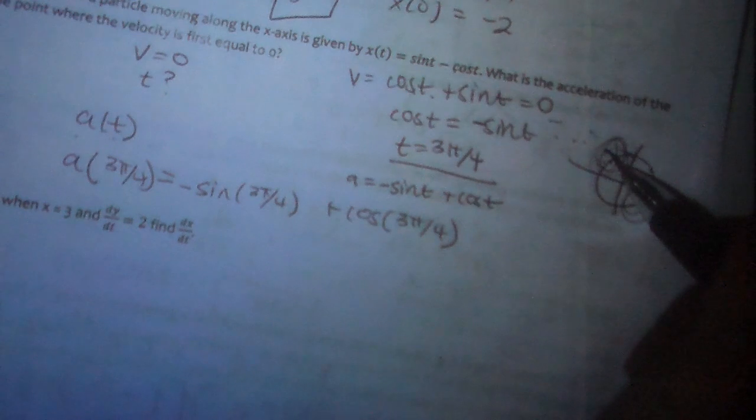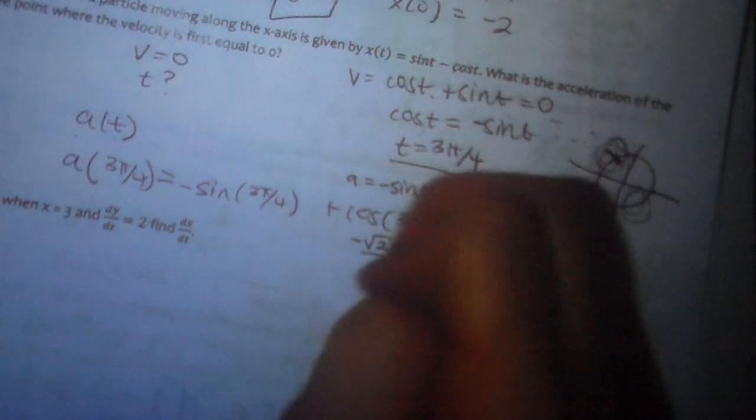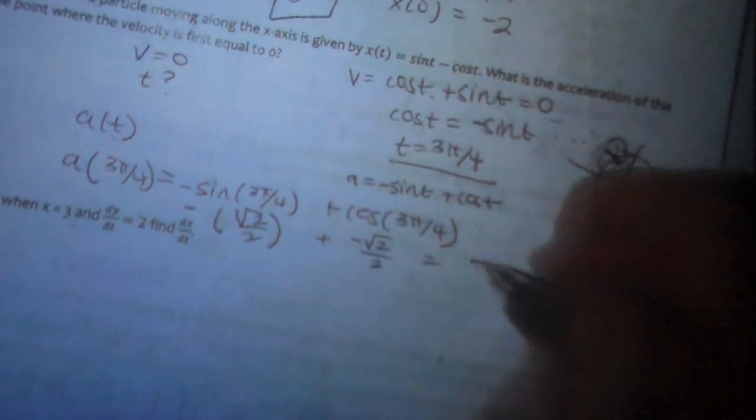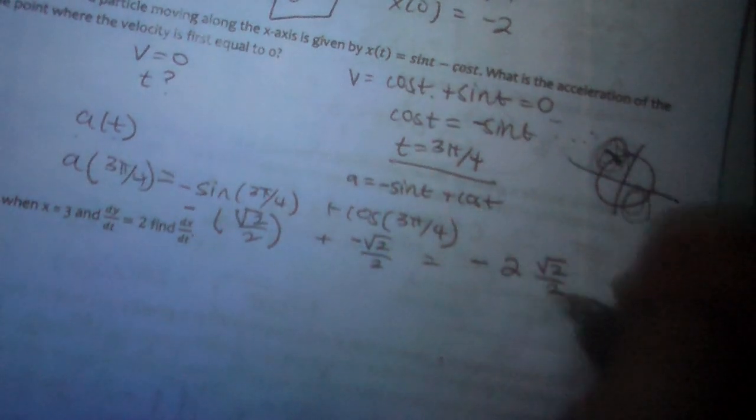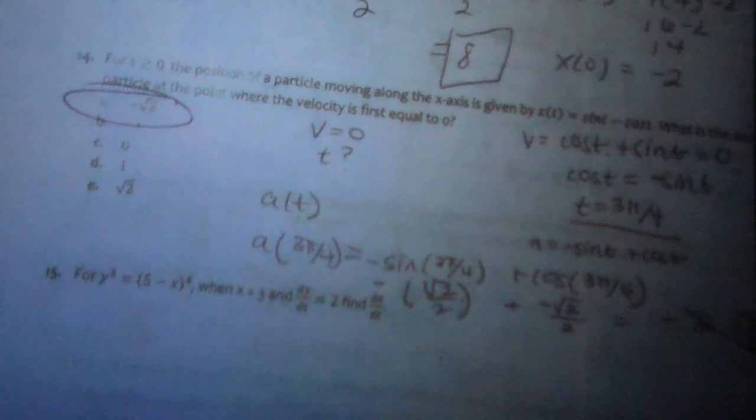They're both root 2 over 2. The sine is positive there and cosine is negative there. So negative root 2 over 2, and this is negative times positive root 2 over 2. So then this is just negative 2 root 2 over 2 because you have 2 of them. And so that just becomes negative root 2. A. Wait, whatever.